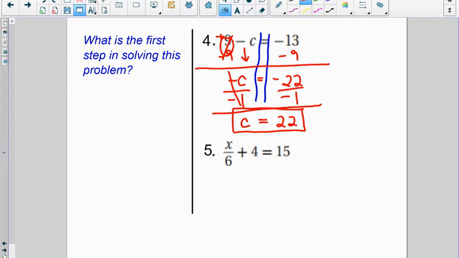If you check your answer, put 22 in the place of c. 9 minus 22 equals negative 13. That is true. So 22 is our correct answer. I'd like you to pause the video and try number 5 on your own.